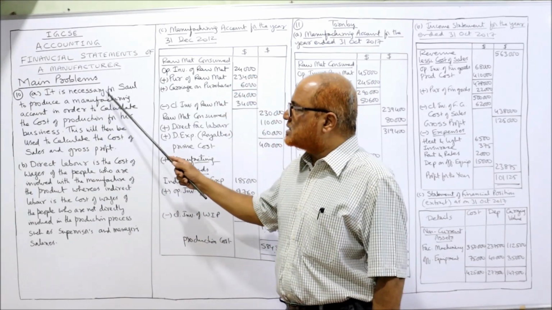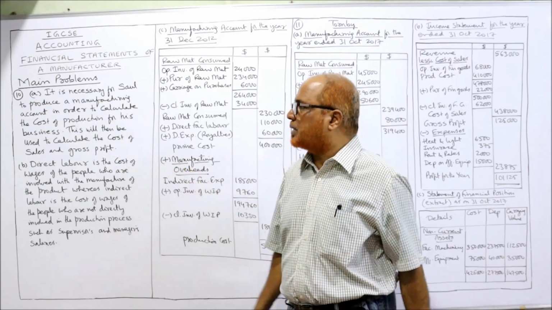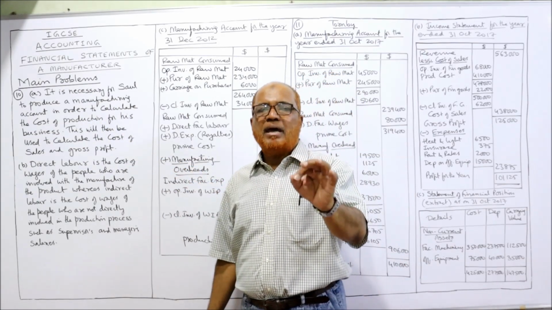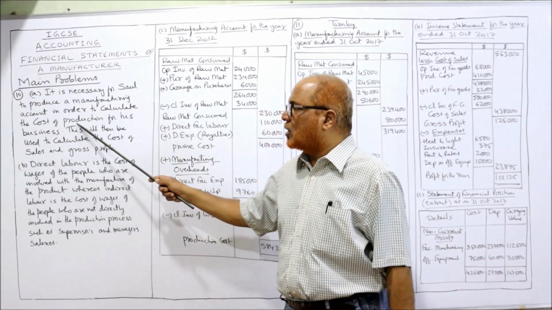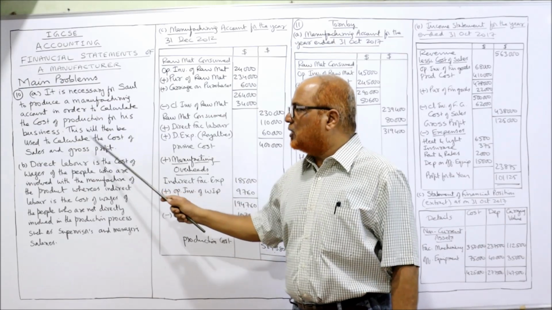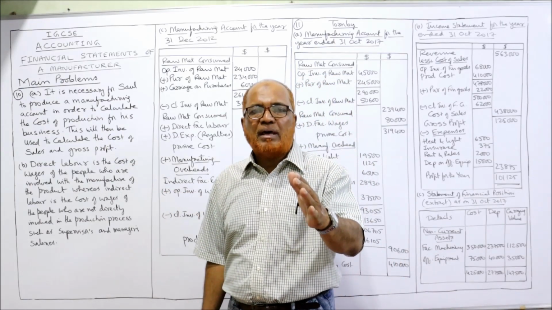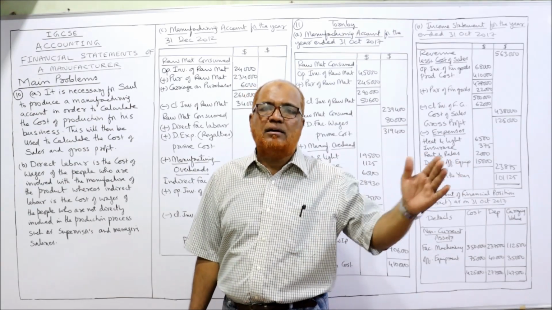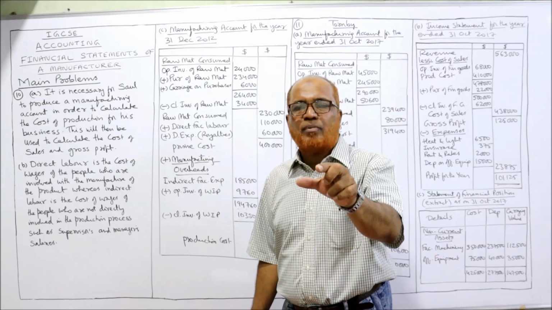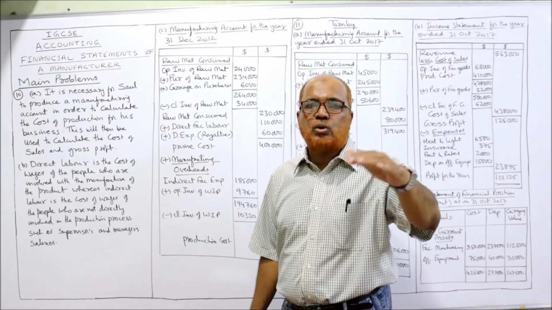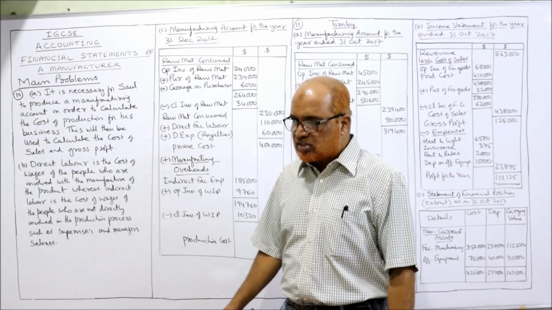Here I have explained it is necessary for Saul to produce a manufacturing account in order to calculate the cost of production for his business. The main purpose of making the manufacturing account is to find out the cost of production. This will then be used to calculate the sales and gross profit. After making the manufacturing account, we proceed to prepare the income statement. This cost of production will be transferred to the income statement to find out the gross profit. That is the first question.